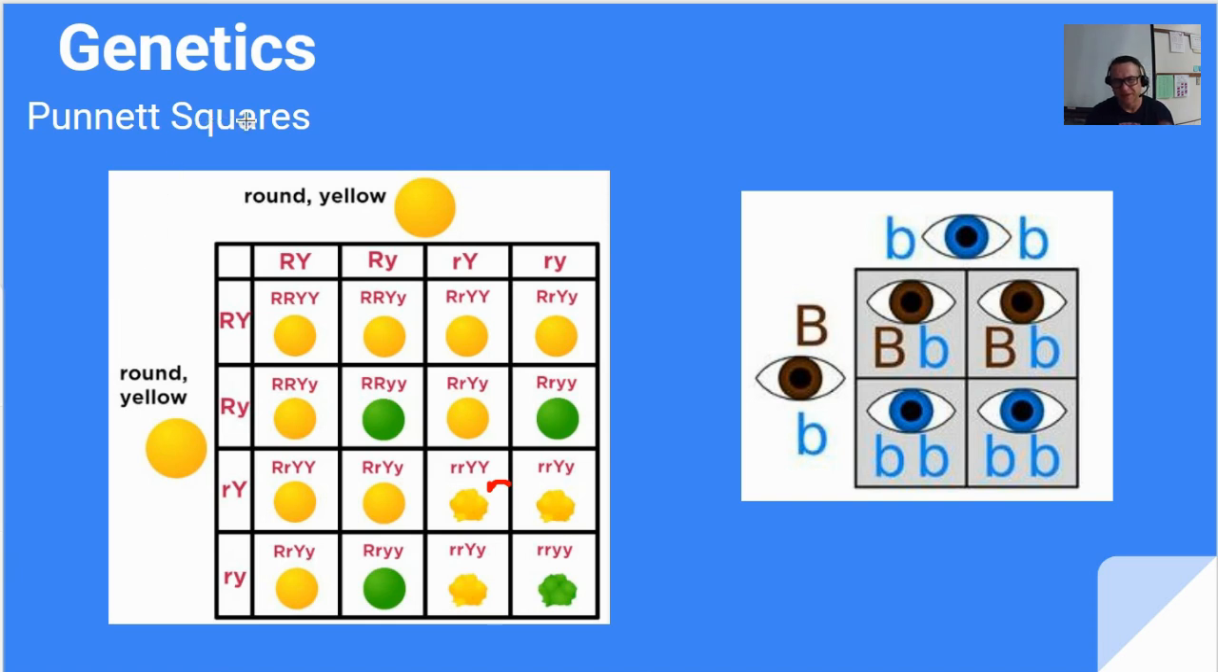All right, we're on to our next little lecture in genetics. We're on to Punnett squares. Not going to be any notes in this one. I'm just going to kind of show you how to do these things.